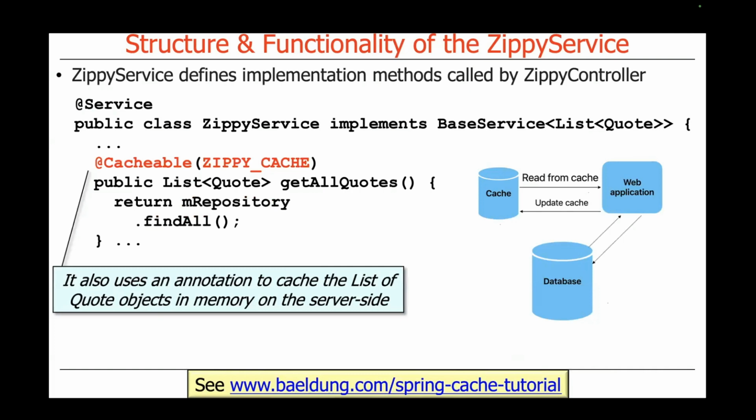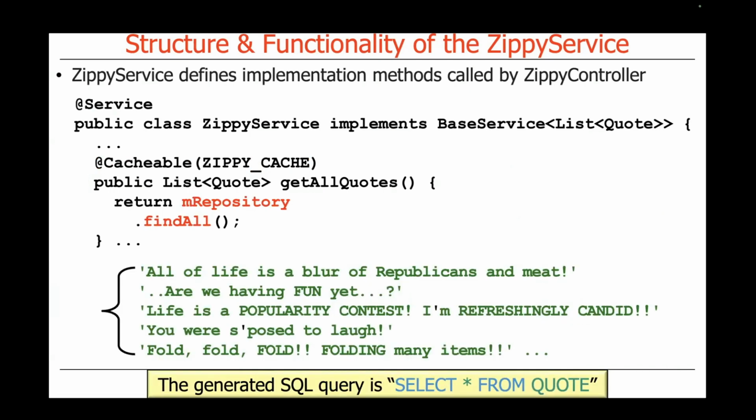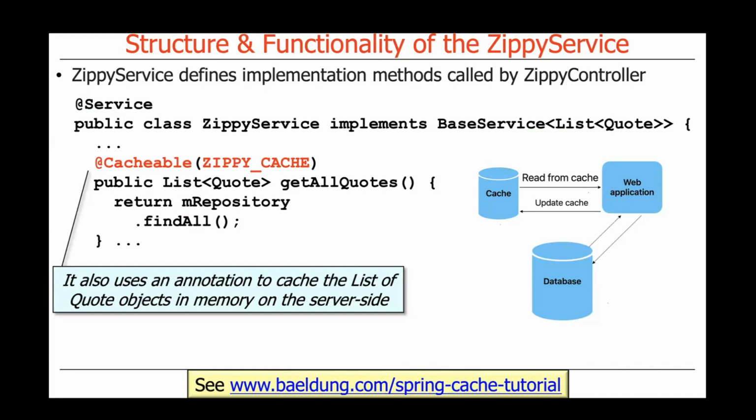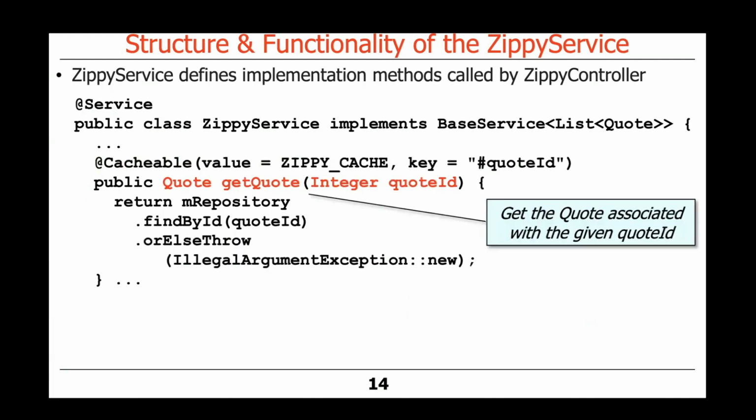Note something interesting, however. We add the @Cacheable annotation, which is an instruction to Spring to cache the list of quote objects in memory on the server side. So the first time this method is called from a client, it will actually go and do that query against the database, and then it caches it in the Zippy cache, which is just a string we give it. And the second and subsequent times a client invokes this, it'll return the contents from the cache rather than going back to the database. So at least in theory, that could make things run a lot faster under certain circumstances.